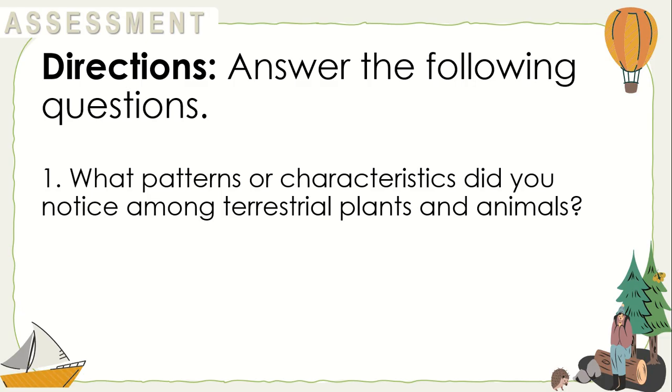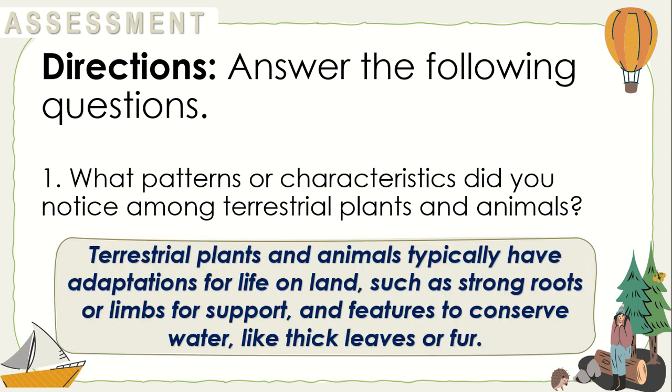Directions: answer the following questions. What patterns or characteristics did you notice among terrestrial plants and animals? Very good. Terrestrial plants and animals typically have adaptations for life on land, such as strong roots or limbs for support, and features to conserve water like thick leaves or fur.